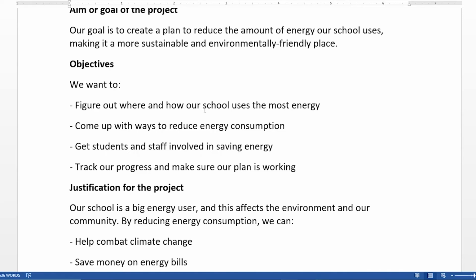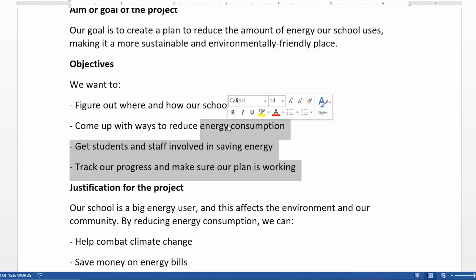You can quantify this, for example, in numbers or in percentage, and then come up with ways to reduce energy consumption, get students and staff involved in saving energy, track our progress, and make sure our plan is working. And if you look at this, they are also related to the title or theme.